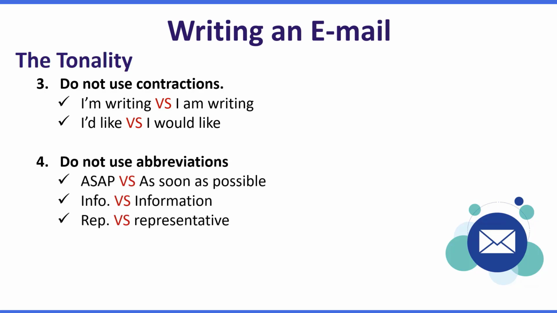Try to avoid abbreviations. ASAP is as soon as possible. ASAP is used for informal emails. In formal ones, use the full form, as soon as possible. Info, information. Rep, representative. So it's a general rule. Whenever we write formal emails, we have to use the full form of expressions or words.